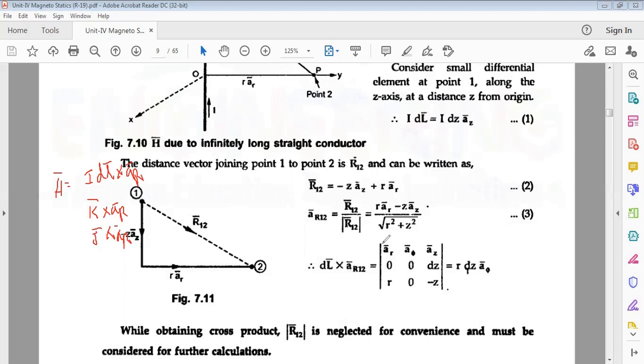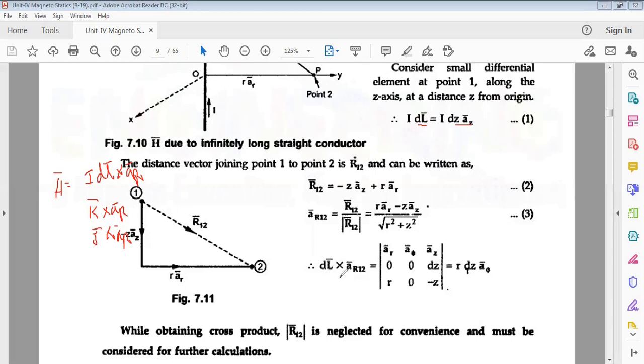We consider here the cylindrical coordinate system, a_r, a_phi and a_z bar. What is dl? dl bar is equal to dz into a_z bar. The remaining components, r and phi, are zero. So r is 0, phi is also 0, and dz.